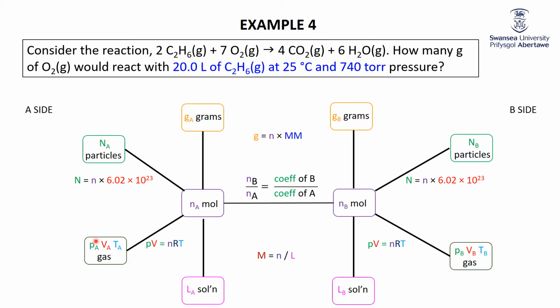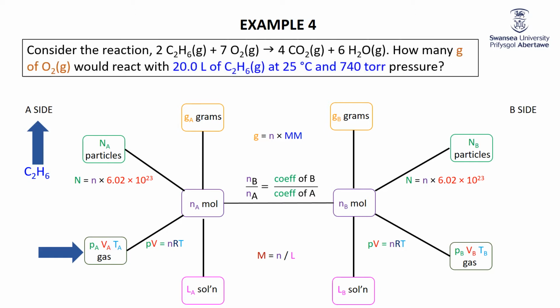And so that means that we're starting off right there. Okay, we've got two gas boxes, always start with the left-hand side. Because this gas box is dealing with C2H6, C2H6 is on the A side. We're asked about grams of O2. Well, this gram box is dealing with C2H6, so this gram box here is the one we must end up with, thus defining the B side to be O2.